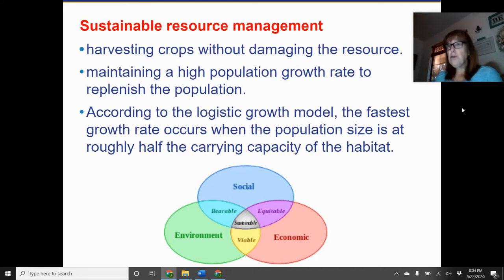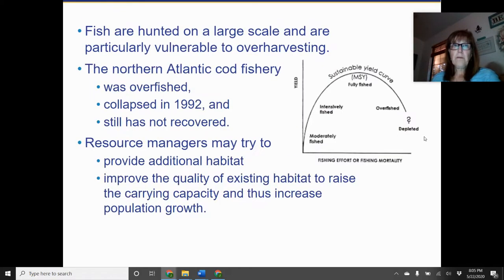So, what if, for example, you destroy a whole crop and with that goes all the bees that pollinate your crops? Then, what's going to happen when you plant next year? You have no bee populations because they either died or they moved somewhere else altogether because you did not maintain that population of bees that pollinate your crop. Fish, for example, are hunted on a large scale and are particularly vulnerable to overharvesting. The Northern Atlantic cod fishery was overfished in 1992 and nearly collapsed. It still is struggling to recover.